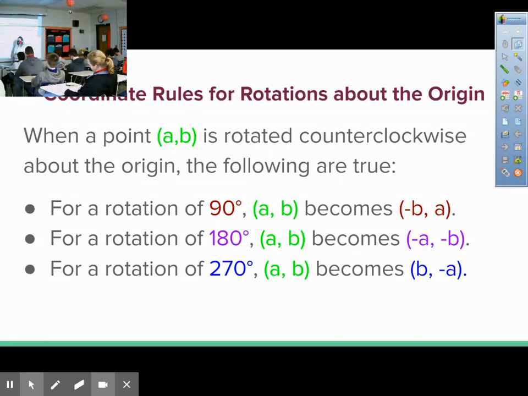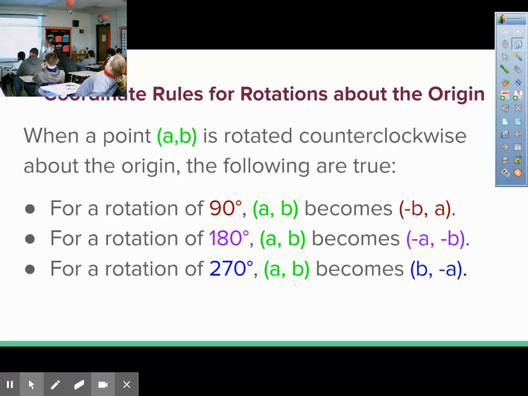Now, how would you put this one into words? Change the sign of x and then you flip. Okay, so change the sign of your x, and then flip your x and y. Change the sign of your x, then flip your x and y.